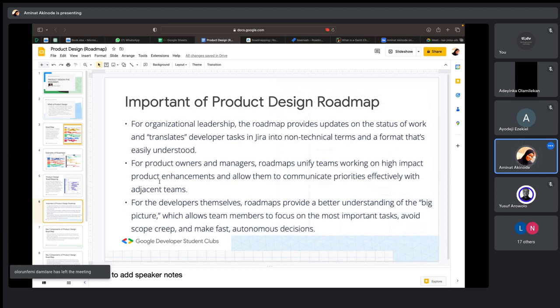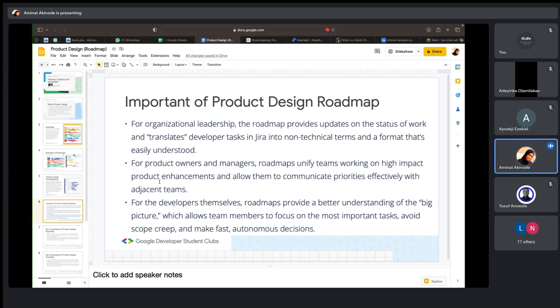Then I have the importance of product design road mapping. For every product to come to life, there have to be steps you need to follow. There has to be a reason why you're doing this, and there has to be an endpoint you're trying to make here. So first I put organization leadership. When you're doing a particular product, you need to let those that are involved in the product be able to go along with whatever you're doing.